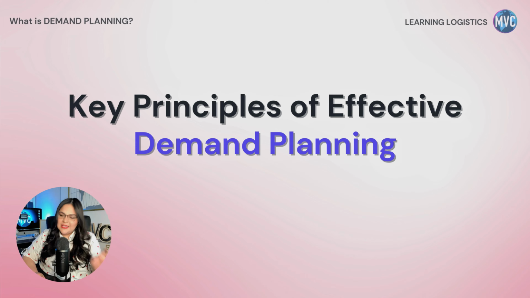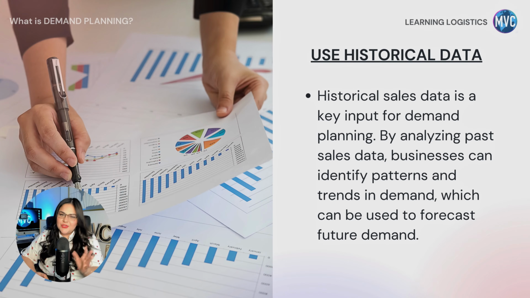In this section, we're going to talk about the key principles of effective demand planning. First is to use historical data. Historical sales data is a key input for demand planning. By analyzing past sales information or data, businesses can identify patterns and trends in demand, which can be used to forecast the future demand. It is important to ensure that the historical data being used is relevant and also accurate, as this can greatly impact the accuracy of the results, meaning the actual demand forecast.